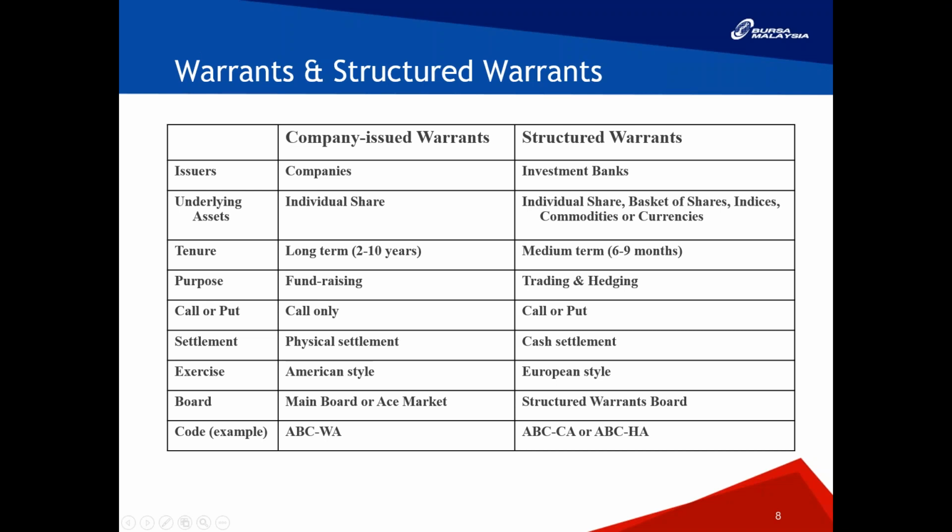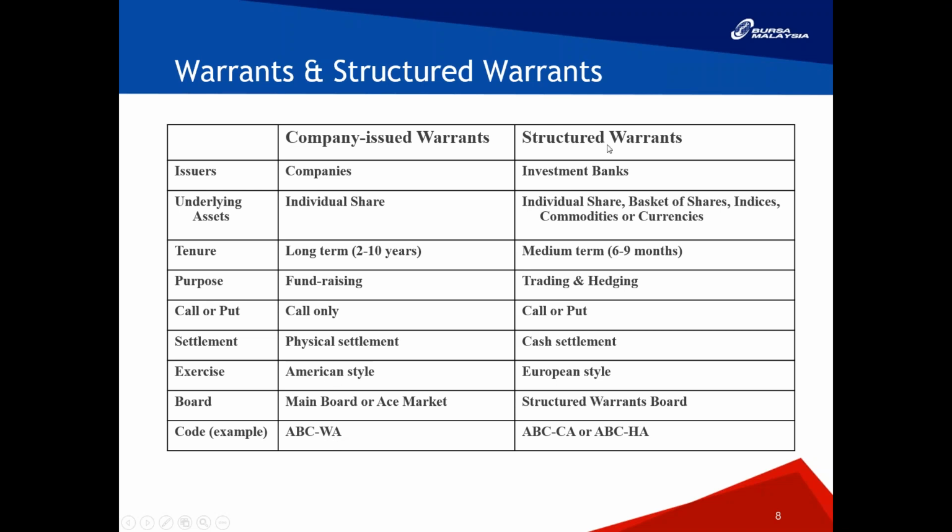And you can find them mixed together with the underlying assets, either in the main board or in the ACE market. And you can tell them by the suffix at the back. It will start with a W. So in this case, you can see here ABCWA. That would be the first warrant issued by this company.